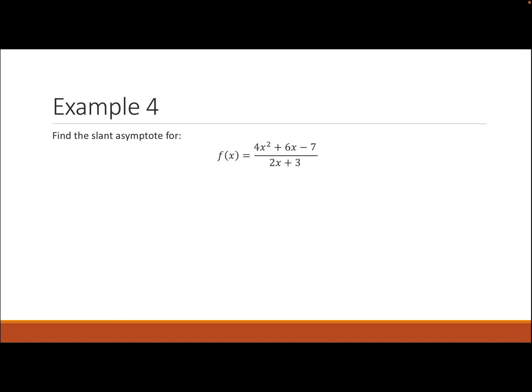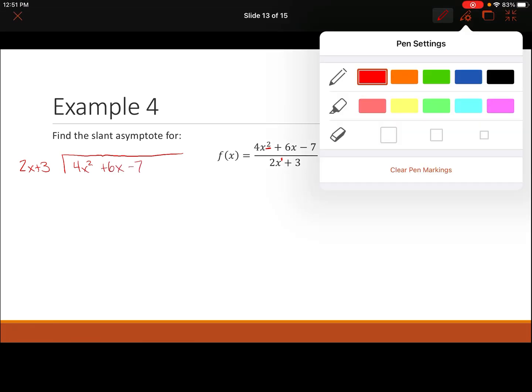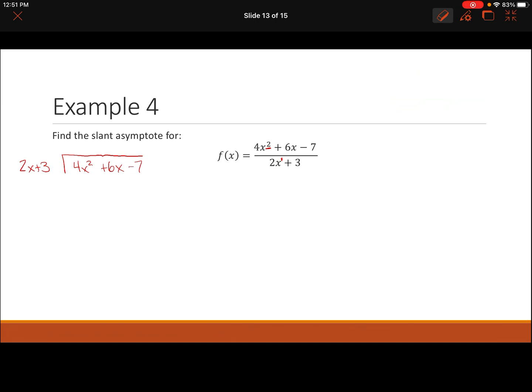So for example 4, we're finding the slant asymptote for 4x squared plus 6x minus 7 divided by 2x plus 3. So of course, the 2 is 1 greater than the power of 1. So we have to do long division. So we're going to have 2x plus 3, and that is going to divide into 4x squared plus 6x minus 7. I don't know why I made the division bar so long. Take some of that out.